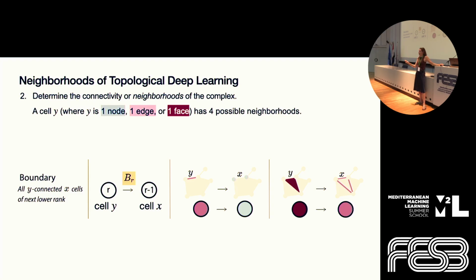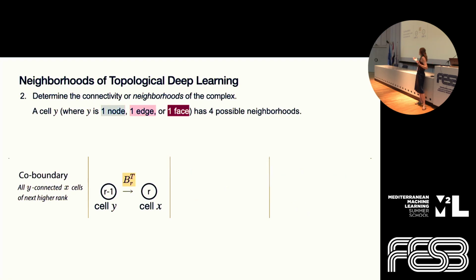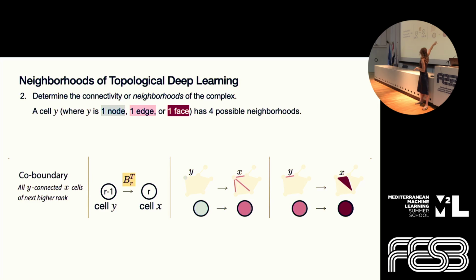Okay, that's the boundary. The co-boundary is the same, except instead of going down a rank, we're going to go up a rank. So the co-boundary of this node Y in the top left corner is all the edges X that are touching that node Y. And similarly, the co-boundary of this edge Y is this face X.